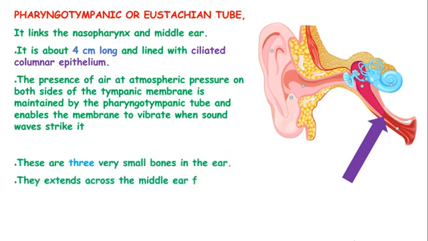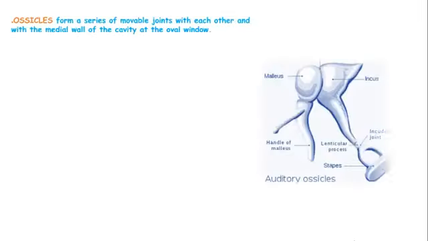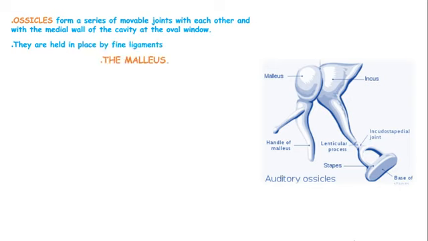There are three very small bones in the ear known as the ossicles, and they extend across the middle ear from the tympanic membrane to the oval window. These ossicles form a series of movable joints with each other and with the medial wall of the cavity at the oval window. They are held in place by fine ligaments.